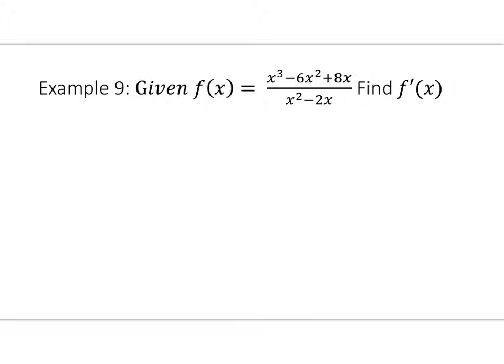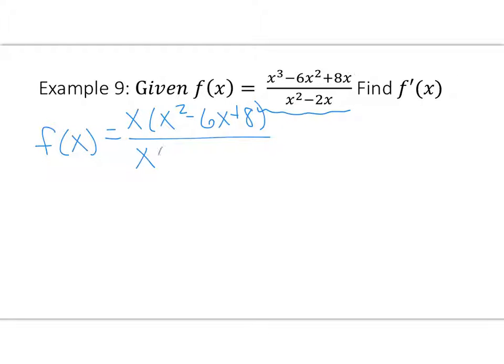Okay, and this one, f of x equals x cubed minus 6x squared plus 8x divided by x squared minus 2x. Oh, that doesn't fit any of our rules, but remember we can simplify f of x. So I'm going to first do that. So f of x equals, I can factor an x out of the numerator. I'm left with x squared minus 6x plus 8. I can factor an x out of the denominator, and I'm left with x minus 2. My x's simplify, but I can keep factoring.